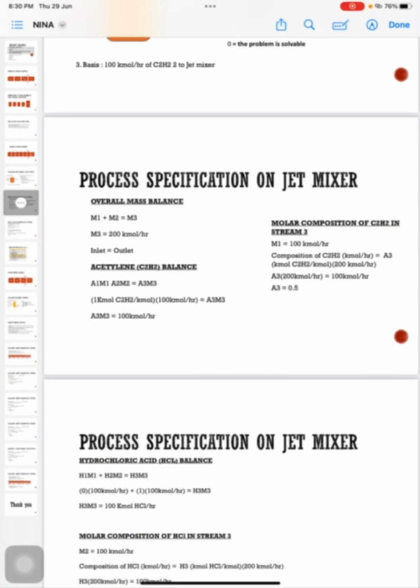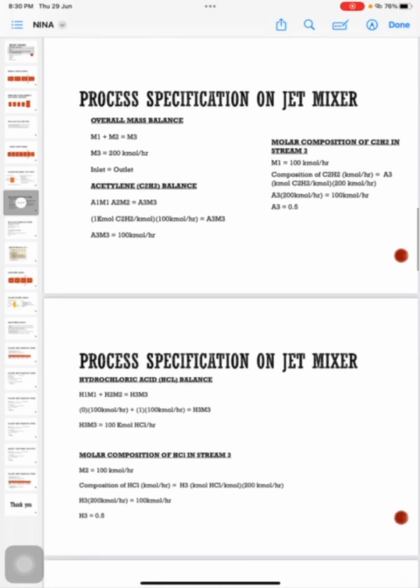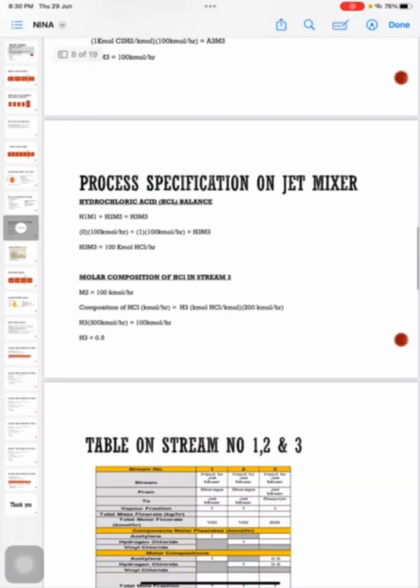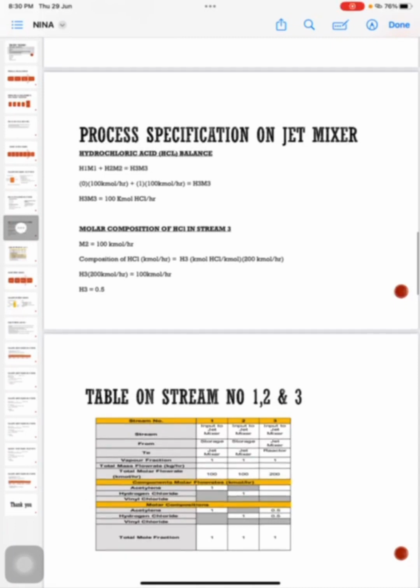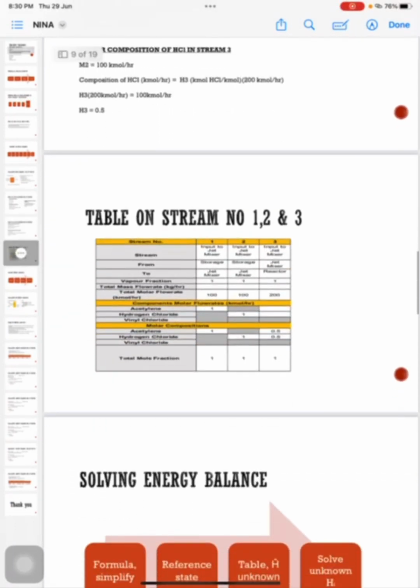And then it goes to process specification. For our mass balance, since it is a 1:1 molar ratio, if I assume acetylene is 100, then HCl in stream 2 is also 100, so the outlet must be 200 kmol per hour. And then state the composition. I got 0.5 for acetylene and 0.5 for hydrochloric acid.